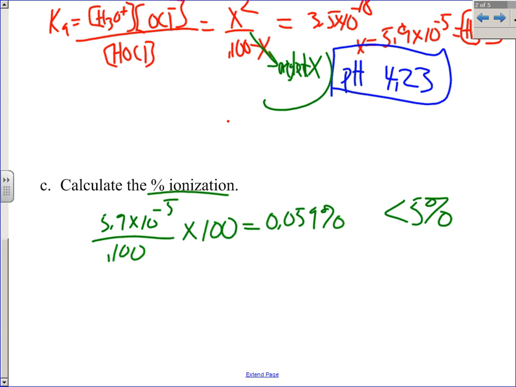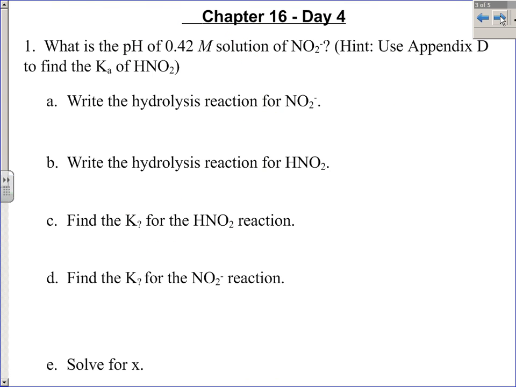So that means neglect x was a valid idea, and therefore I could avoid the quadratic equation. So the percent ionization in this case was 0.059%, which is very low. That's well below 5%, so I know neglect x was a valid simplification of the problem. Remember, if this would have been greater than 5%, I would have had to go back in and do either the quadratic or successive approximations.